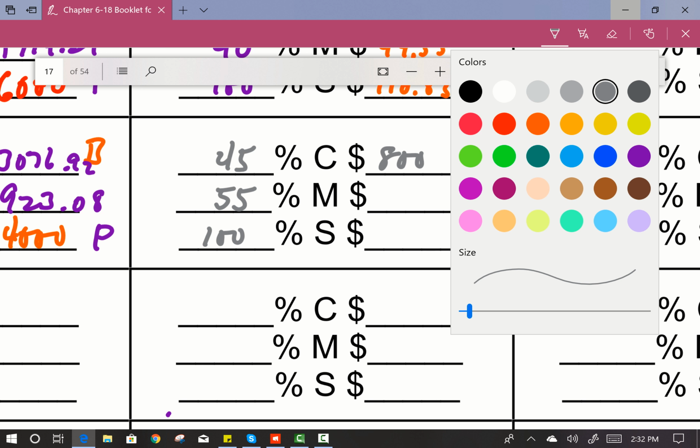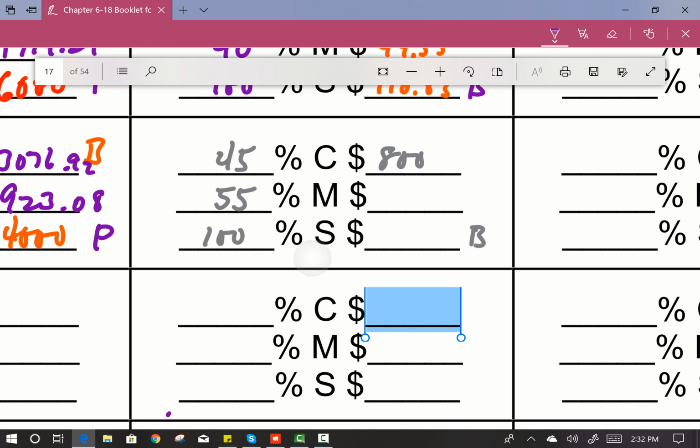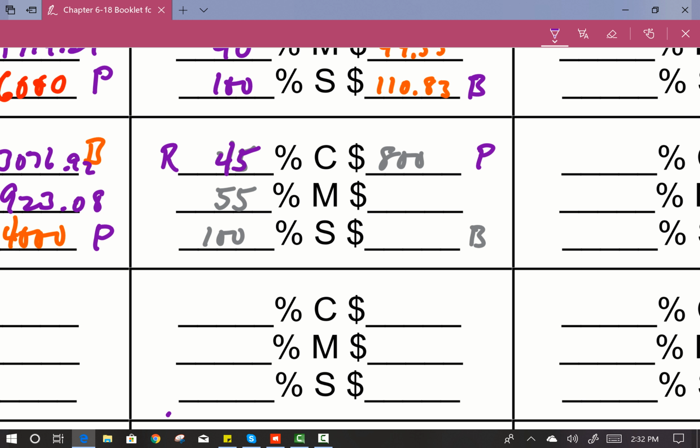Let's change the color of the pen. Let's make that the rate since we're to the left and go straight across and make the cost a part. So we have a value for the part and one for the rate. We're solving for the base. The base is equal to part divided by rate, so that's 800 divided by 0.45, after I move the decimal point 2 places to the left, to give me 1777.78. Okay, then the difference between 1777.78 and 800 is 977.78.